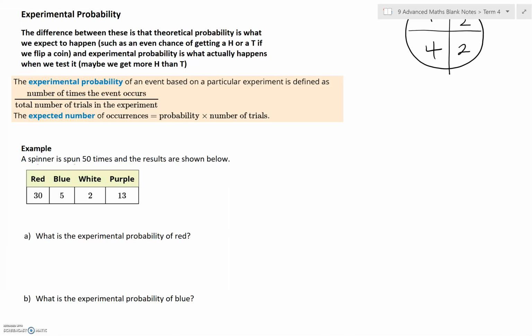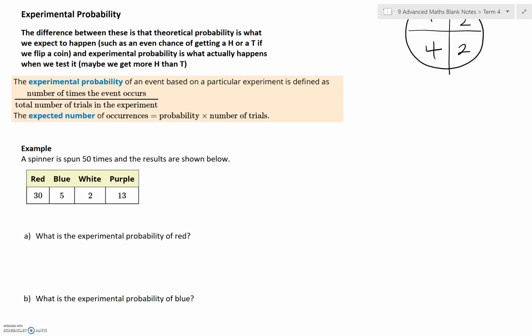Okay, so now let's look at experimental probability. And the difference between theoretical and experimental is that theoretical is what we expect to happen. So in the case of throwing a heads or tails on a coin, we would expect both to be equally likely because there's two sides, two possible outcomes, and if the coin is fair or there's nothing wrong with it, each is equally likely.